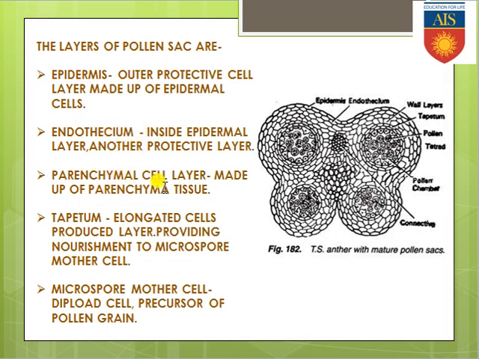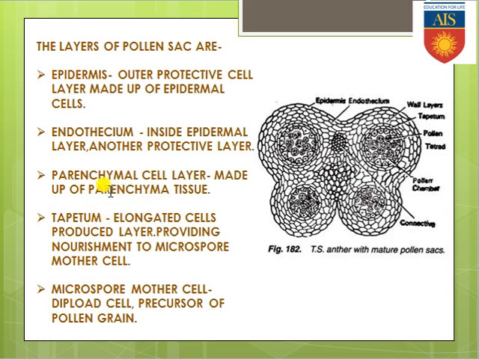Next, parenchymal cell layer. What is that? Parenchymal cell layer is another layer where only parenchyma tissue or parenchyma cells are present, like the parenchyma cells present in the leaf also. Keep it in your mind, due to the presence of this parenchyma tissue, they obviously contain chloroplast, and for that reason they can perform photosynthesis and produce food also.